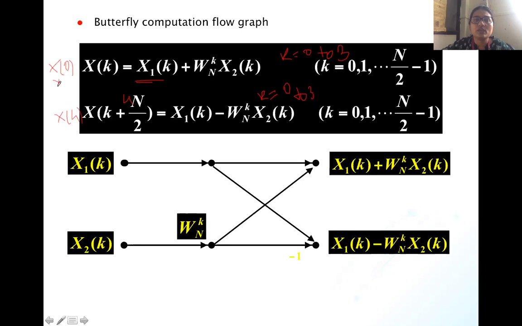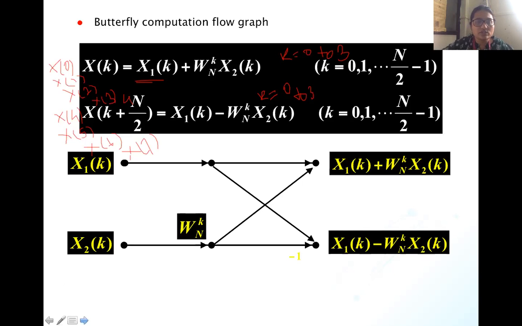Then next, when I substitute K is equal to 1, by performing the addition operation I will calculate X of 1, and by performing the subtraction operation I will be calculating X of 5, right? Similarly here the addition operation is applied and X of 2 is calculated. Here X of 6 is calculated by performing the subtraction operation, and finally the last value X of 3 is calculated by performing the addition operation, and by performing the subtraction operation here the last value X of 7 is calculated.